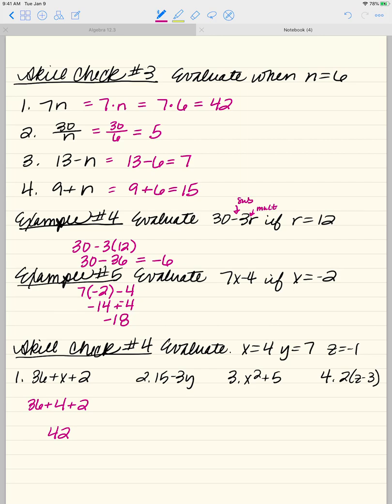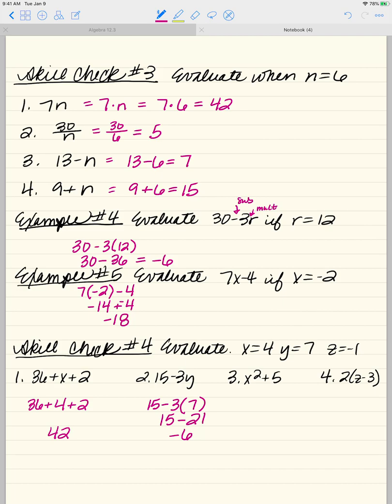Number 2, 15 minus 3y. 15 minus 3, substitute the value for y, which is 7. We have subtraction and multiplication. Multiplication first. 15 minus 3 times 7. 15 minus 21, negative 6.